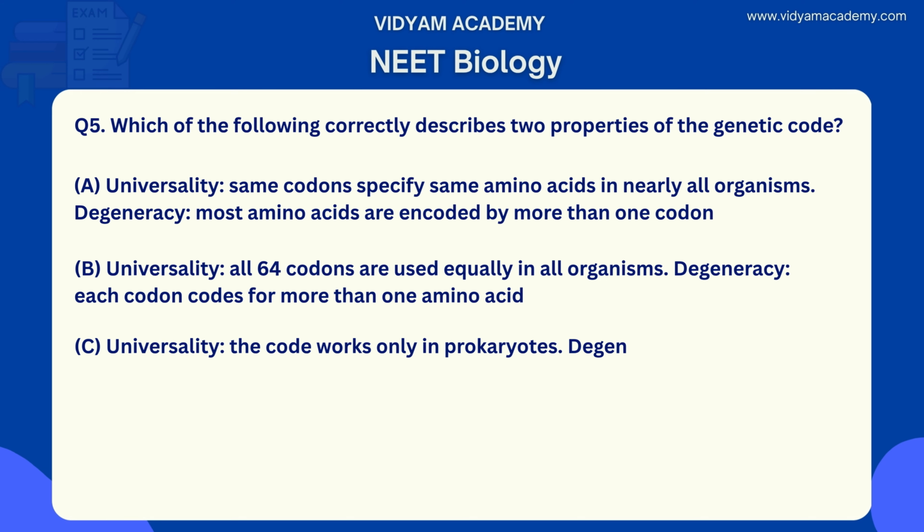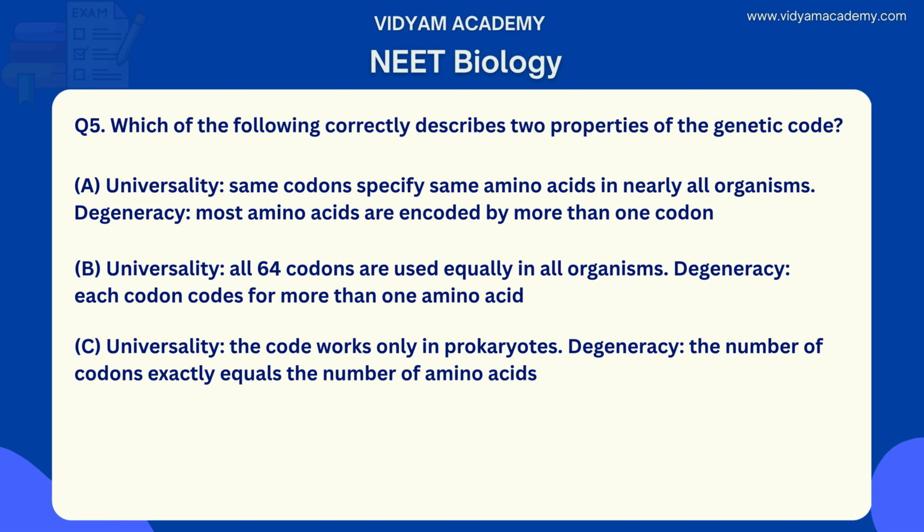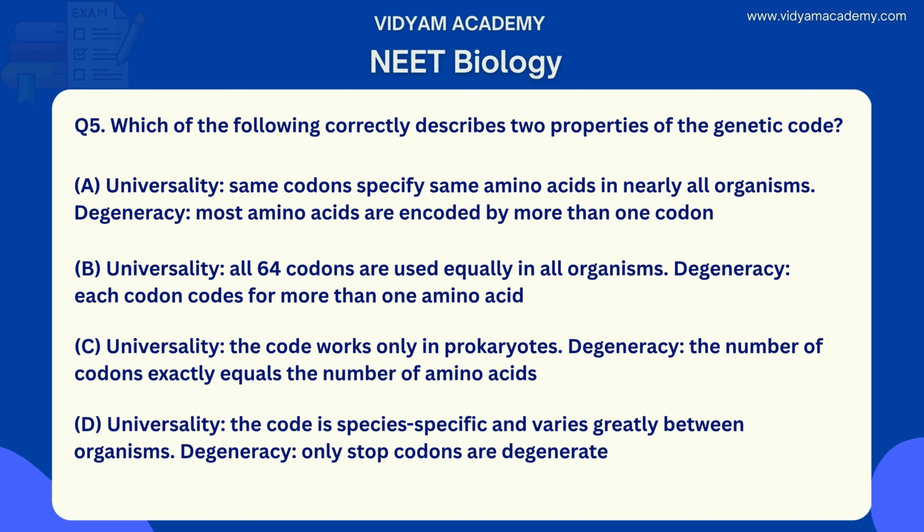Option C, universality: the code works only in prokaryotes. Degeneracy: the number of codons exactly equals the number of amino acids. Option D, universality: the code is specific and varies greatly between organisms. Degeneracy: only stop codons are degenerate. What is the right answer for this question?